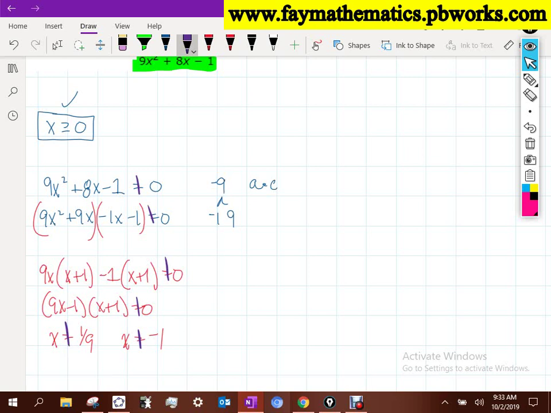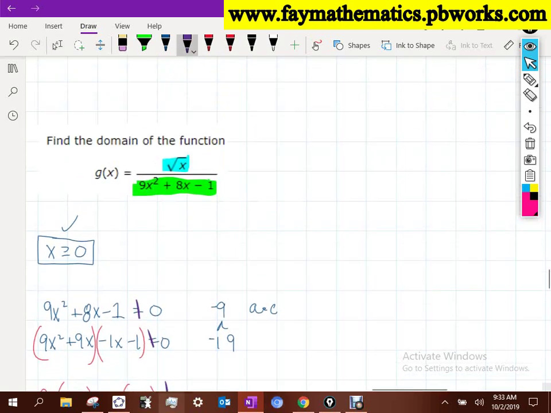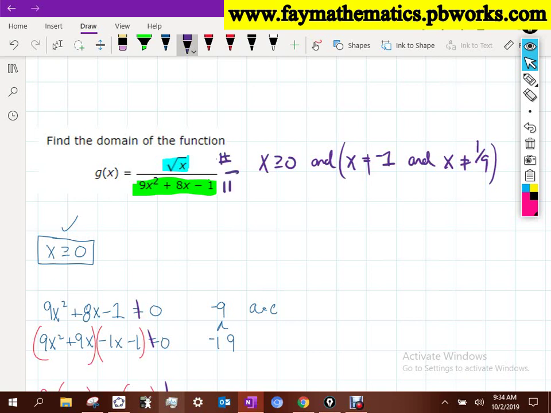Okay? So it would be nice for us to realize that x has to be greater than or equal to 0. And x at the same time cannot be negative 1. And x cannot be 1/9. Well, we have to write that as an interval. The real thing here, I should probably put parentheses around. It's not a big deal, but this was from the denominator. This was from the numerator, right? In order to get a real number divided by a real number, both these conditions need to be met.